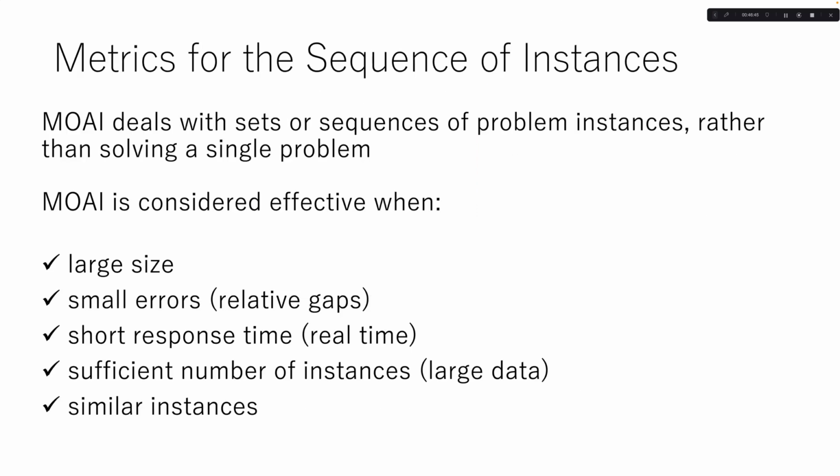MOAI deals with sets or sequences of problem instances, rather than solving a single problem instance. MOAI is considered effective when the sequence of problem instances meets the following conditions. First, it must involve large-scale problems with small solution errors and short response times. If these conditions are not met, conventional optimization of the new problem instance is likely sufficient. Additionally, there must be a sufficient number of problem instances with similar structures. If there is insufficient data, machine learning becomes ineffective, and learning does not help with completely different problem instances.